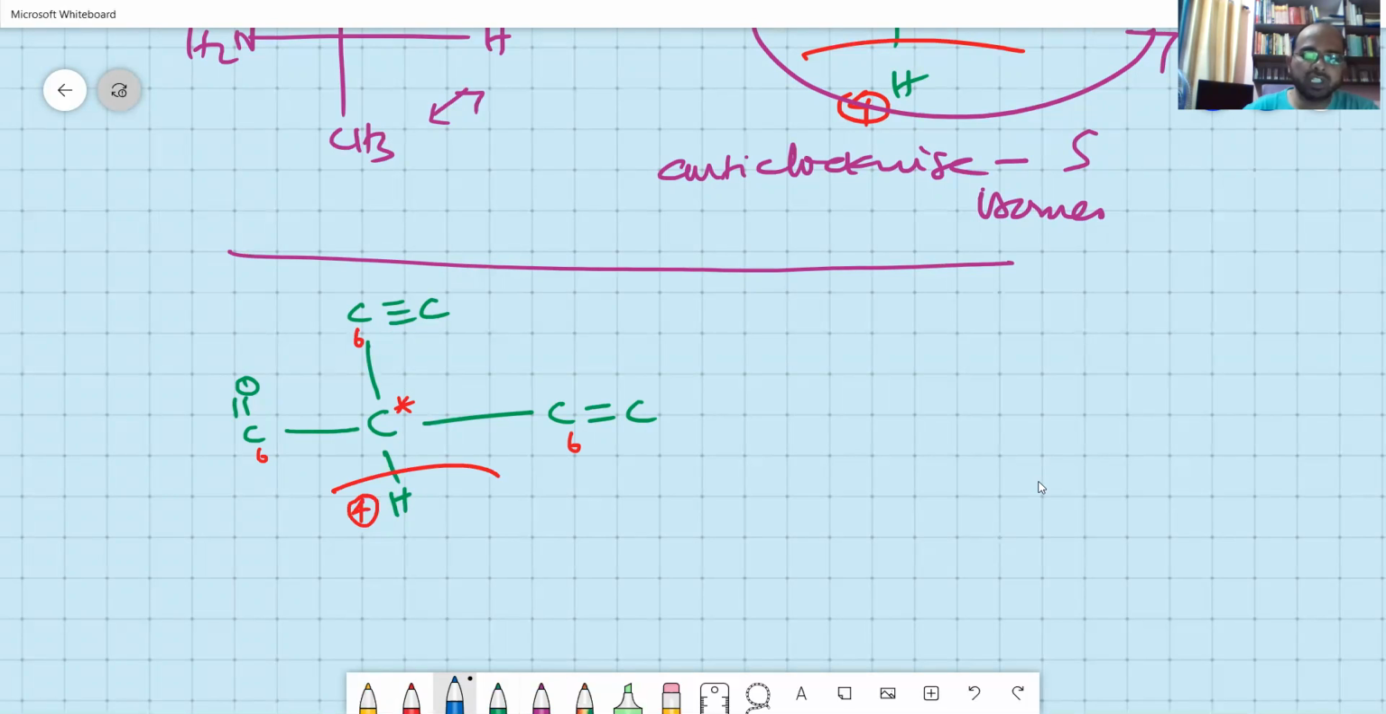Rule 2, you look into the next atom. Rule 3, if the double bonded atom is there, this is to be treated as C and C, and this is to be treated as C, C, C. This is to be treated as C, O, and O.